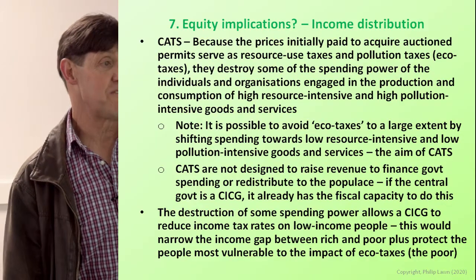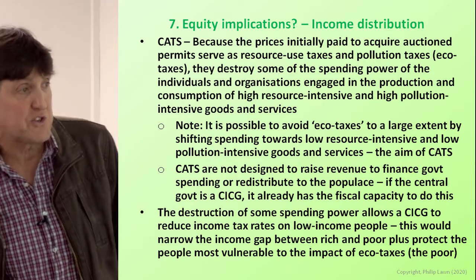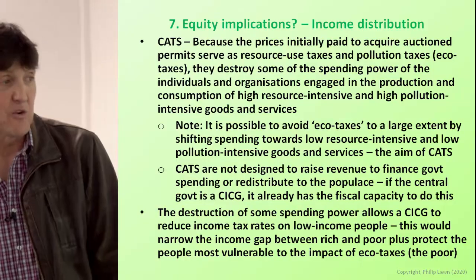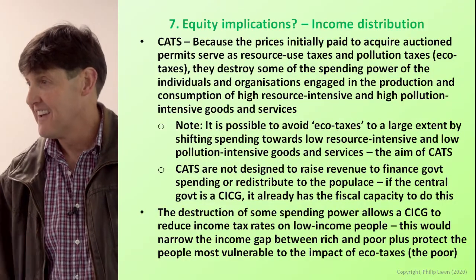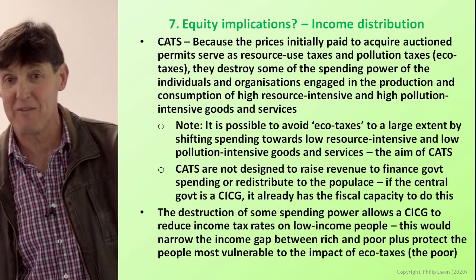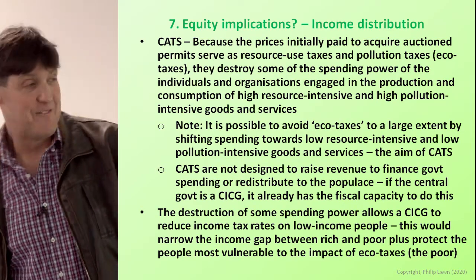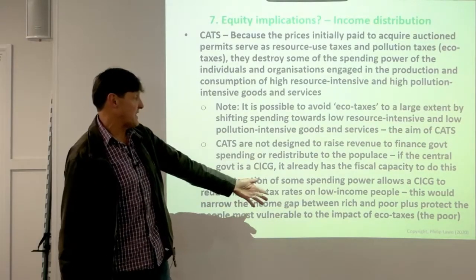CATs are not designed to raise revenue to finance government spending or redistribute to the populace. If the central government is a CICG, a currency issuing central government, it already has the fiscal capacity to do this. It's got the money to spend or hand money out to people, like it's doing now. What the destruction of some spending power does do is allow a currency issuing central government to reduce income tax rates on low income people, if it wanted to, which would narrow the income gap between rich and poor, plus protect the people most vulnerable to the impact of eco taxes, the poor, because the price of things would go up.